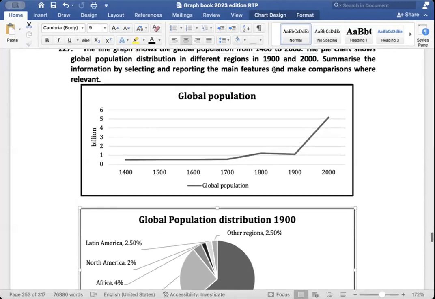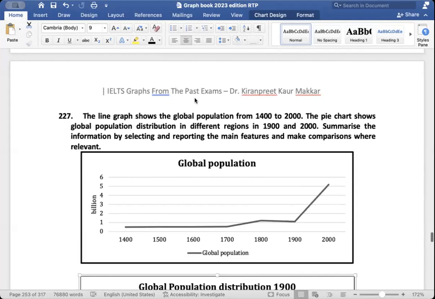Yes, ma'am. Okay, the name of the book is IELTS Graphs from the Past Exams.